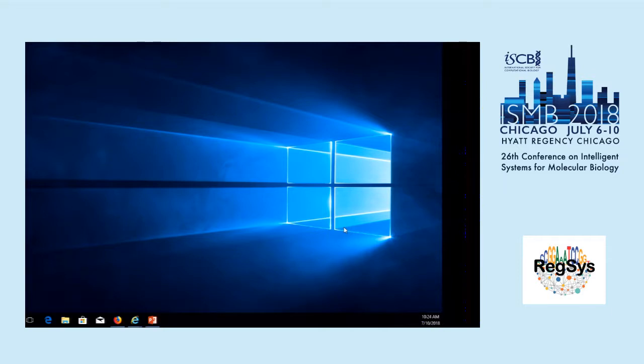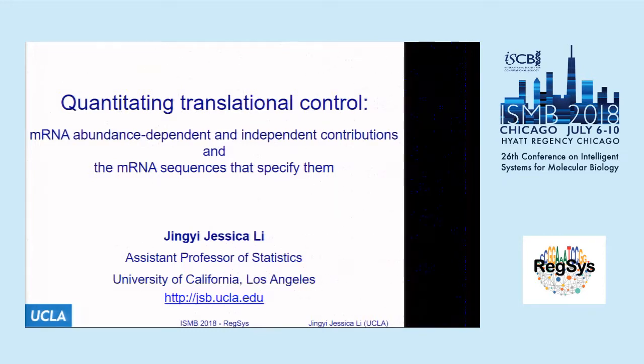The last speaker for this session is Jingyi Jessica Li from UCLA, and she'll be telling us about quantitating translational control. Thank you very much for the introduction. This is our recent paper about quantitating translational control and about decomposing the translation rate into an mRNA abundance dependent and independent component. We also investigate the mRNA sequences that specify each component.